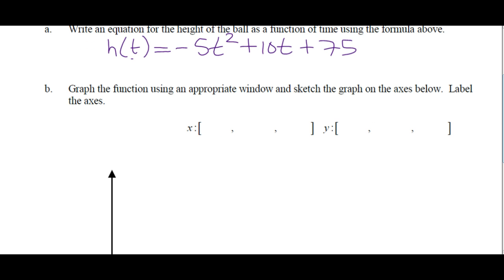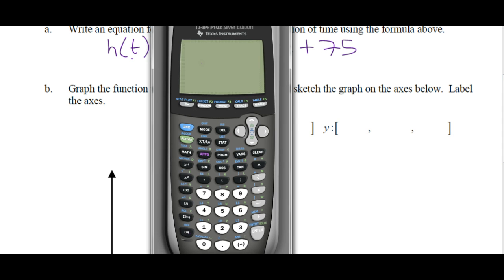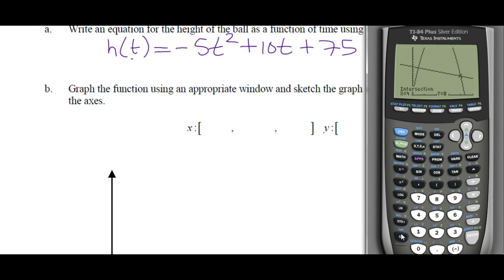Okay, so we got to graph this, right? Negative 5t squared. Okay, let's move this over. Y'all are following along on your calculators, right? Okay, negative 5x, because we don't have a t squared, plus 10x plus 75. Okay. Window. I'm going to start at time 0. I'm going to go for, I don't know, 10 seconds. I don't think it's 10, but I'm going to go for 10.